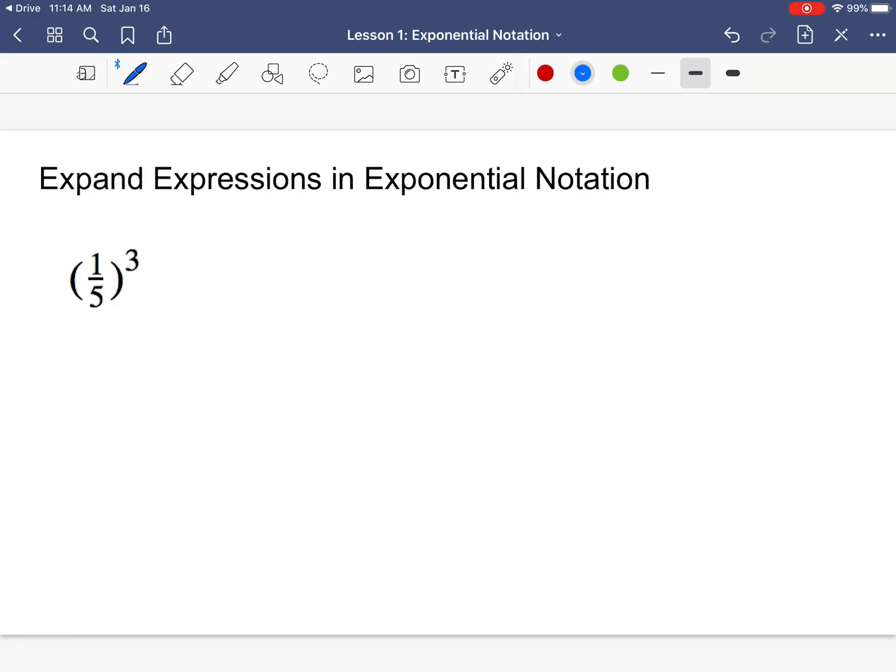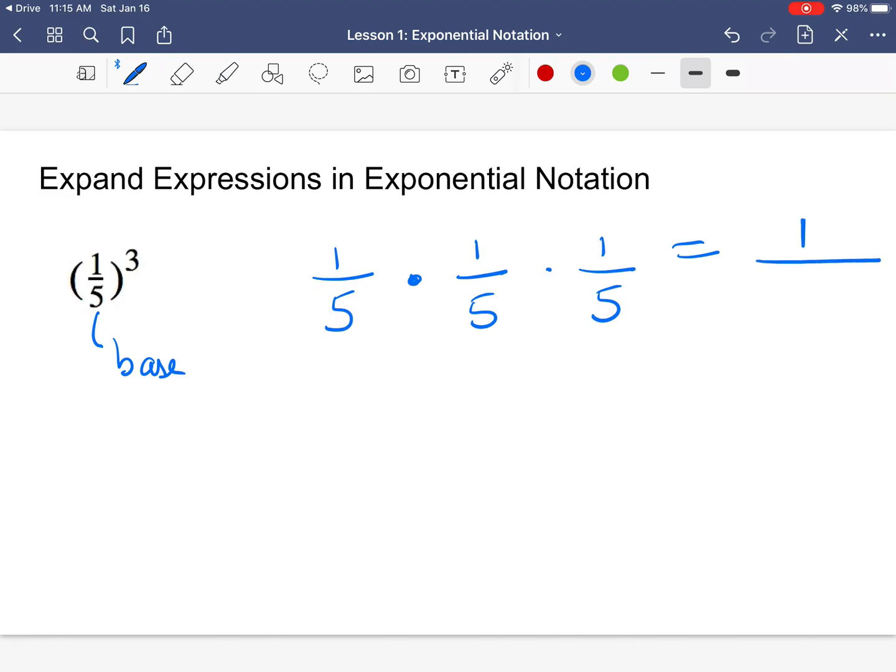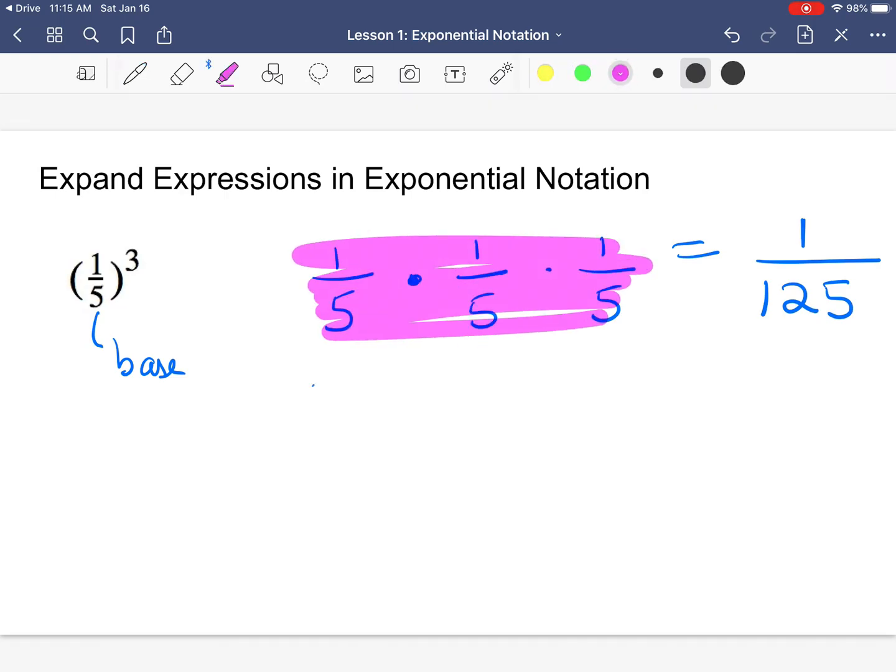You can expand fractions. So we would have 1/5 as the base and 3 as the exponent. So that means multiply 1/5 3 times. And let's multiply across the numerator first. 1 times 1 times 1 is 1. And 5 times 5 is 25, times 5 is 125. So it expanded by writing it out like this.